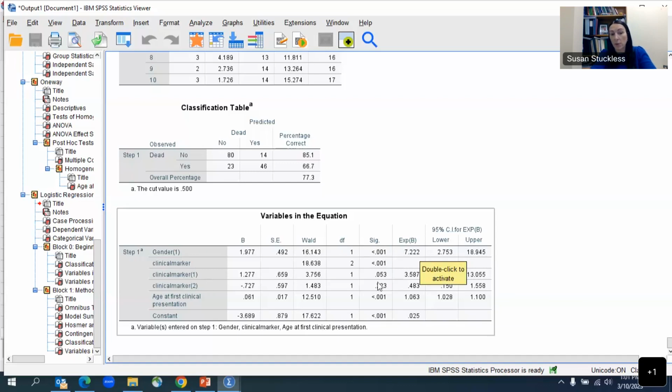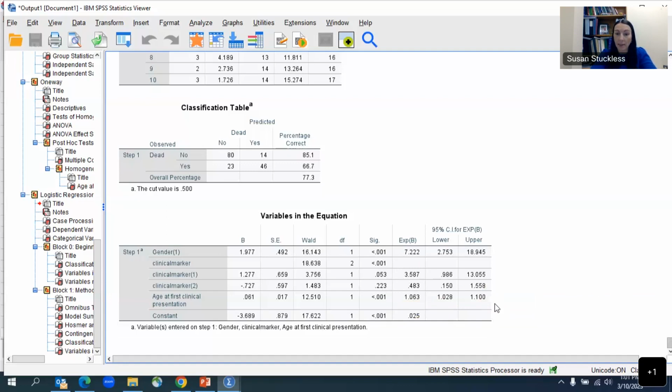And then we look at the clinical marker. So remember, this is level 2 versus, level 1 versus level 3. It doesn't quite reach significance. It's just above 0.05. But if that had been below, it would mean that the odds of dying was 3.6 times higher in those with level 1 compared to level 3. But there was no difference in the odds of dying for level 2 and 3.